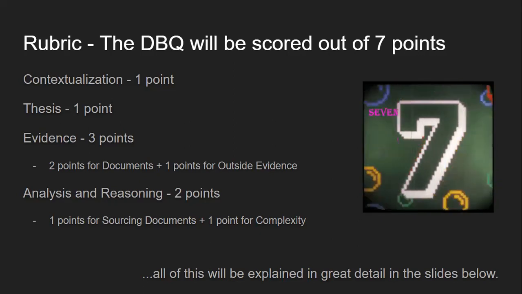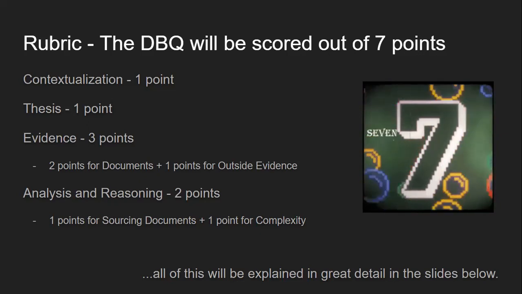So if you do your contextualization and your thesis in your introduction, if you use all of your documents and you do with those documents what College Board wants you to do, and you bring in outside information, and you source those documents, you will now have a 6 out of 7 if you've done all of those things correctly.